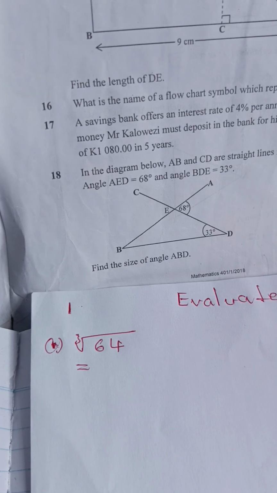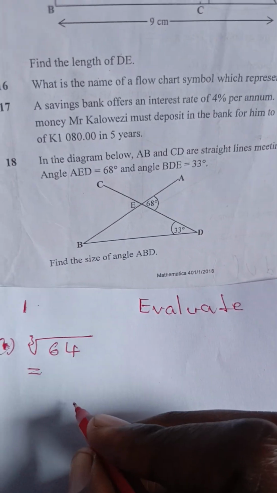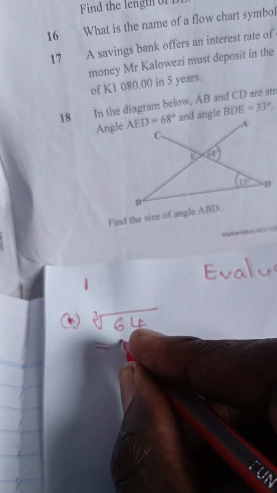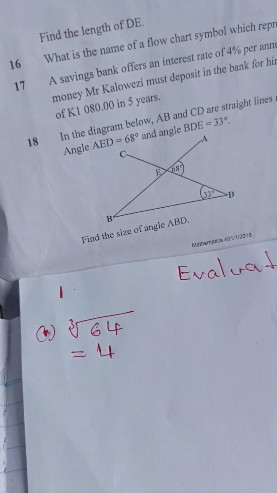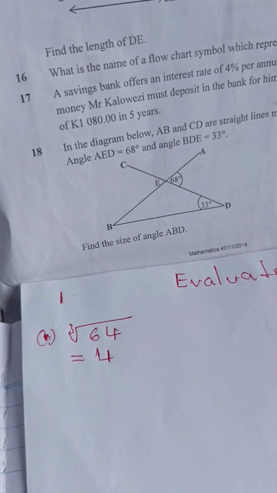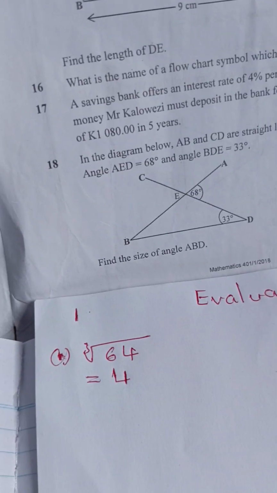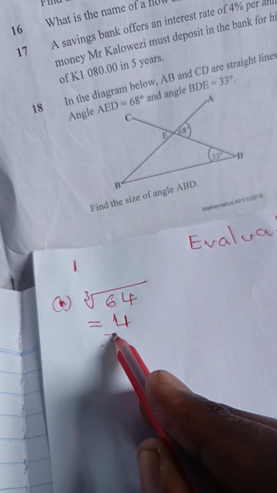So what's the cube root of 64? That's what they're trying to say. The cube root of 64 here is 4. If you want to confirm it, you can confirm it on your calculator. You just place 4 to the power 3 to give you 64. So we are done with this equation. This is the answer. It is easy like this.